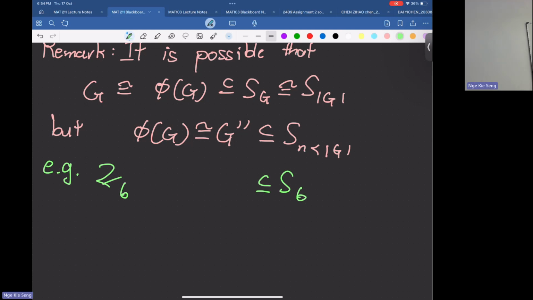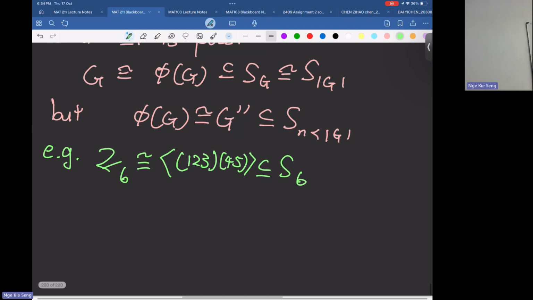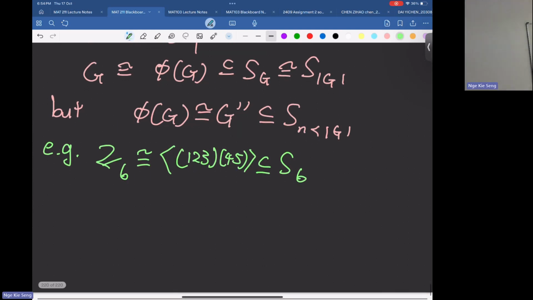There's one choice I can make here. You can make any choice you want, but this is the choice I'm going to make: a cyclic subgroup generated by (1 2 3)(4 5). Disjoint cycles. So let's verify this. Do we have this isomorphism or not? What do we do?